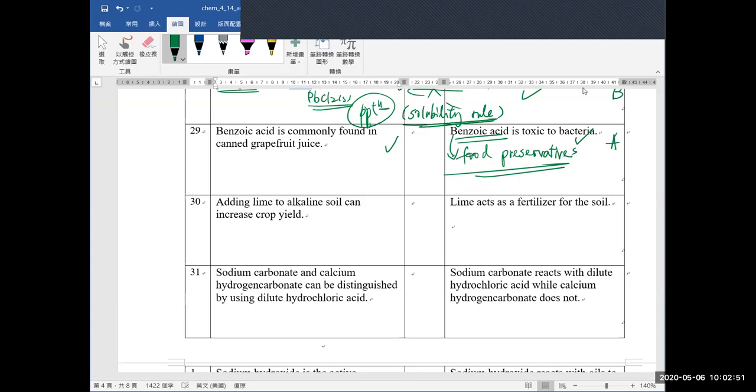Liu Yong. Adding lime to cross and take. Agree.